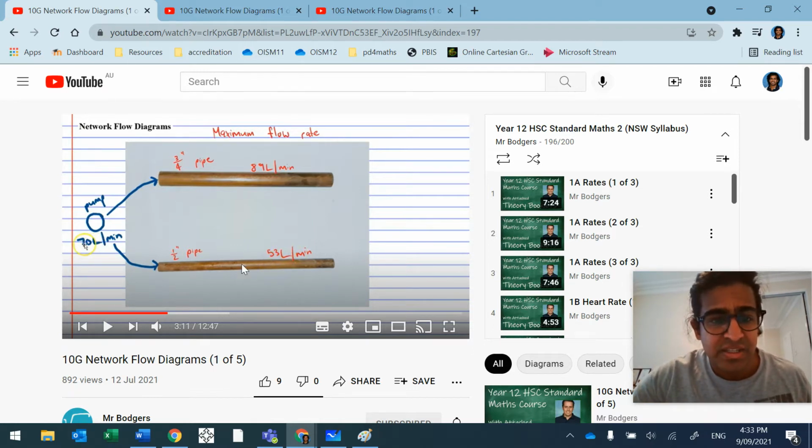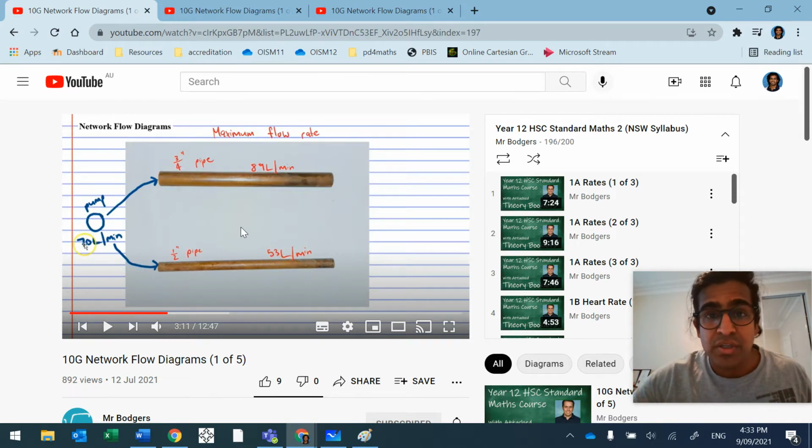He shows these two pipes. This is a 3/4 inch pipe and this is a 1/2 inch pipe. He's done some research and roughly concluded, not to a high degree of accuracy, but enough to have a working knowledge to be able to solve these kinds of questions, that a 3/4 inch pipe can take water going through at 89 litres per minute, and the 1/2 inch pipe can take water going through at 53 litres per minute.